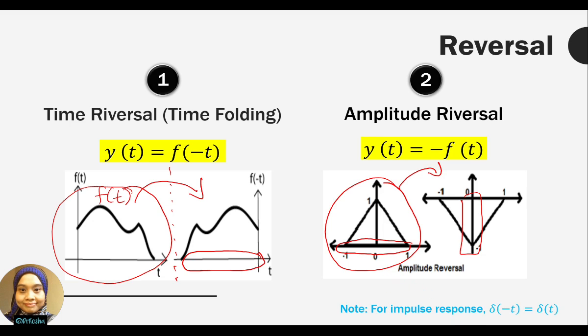This is very useful when we learn later about impulse response, whereby for the impulse response function h(t), or delta, we want it to be on the positive time domain, so we can do this reversal operation to get the function that we want into the system.